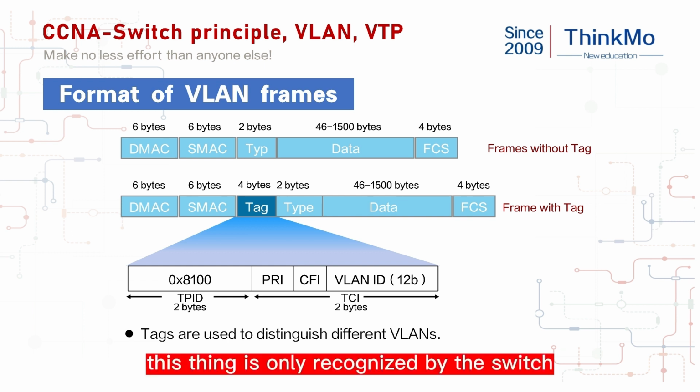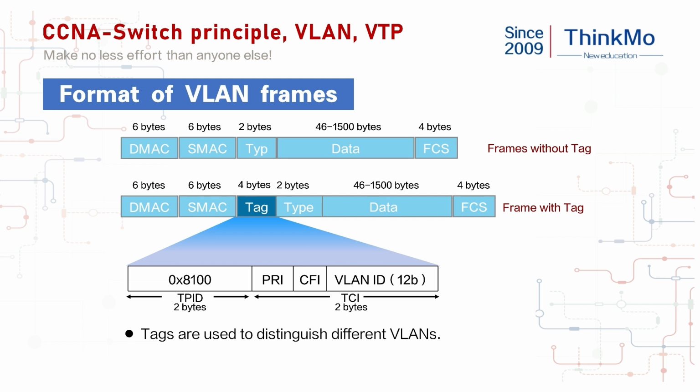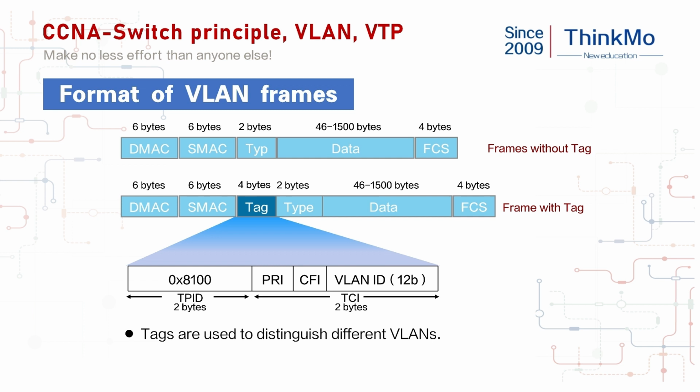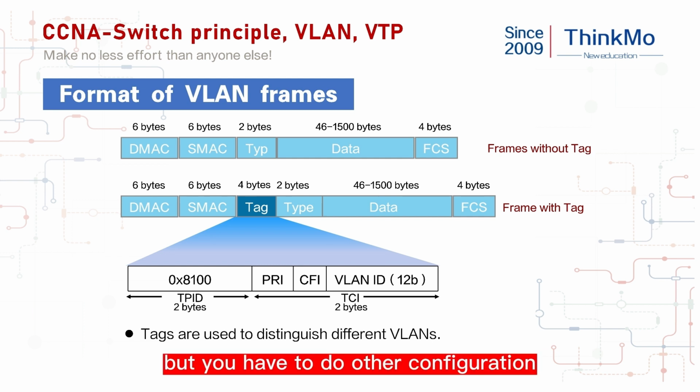This thing is only recognized by the switch. I said it before: VLAN is deployed on the switch, and only the switch can recognize it. The router can also recognize it, but you have to do other configuration. Today we will talk about how to configure.